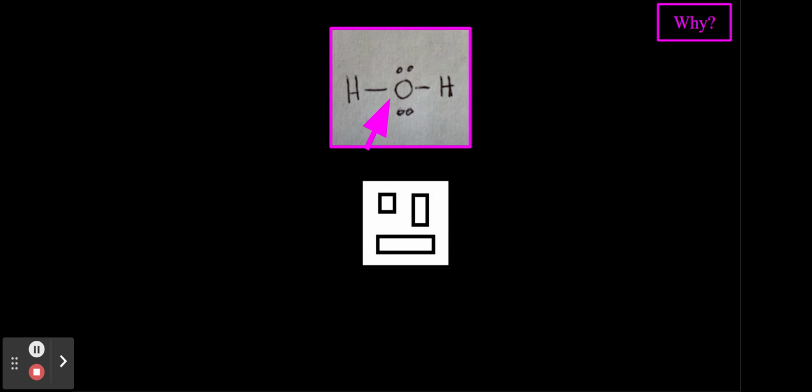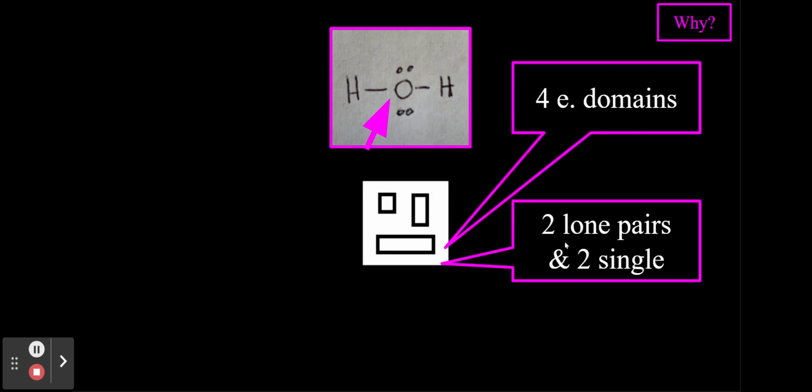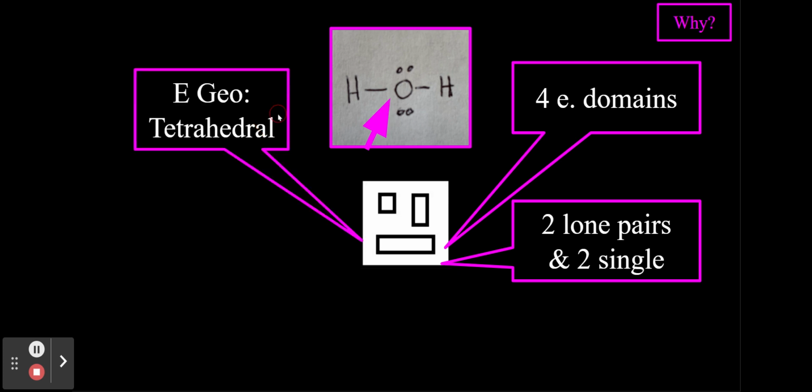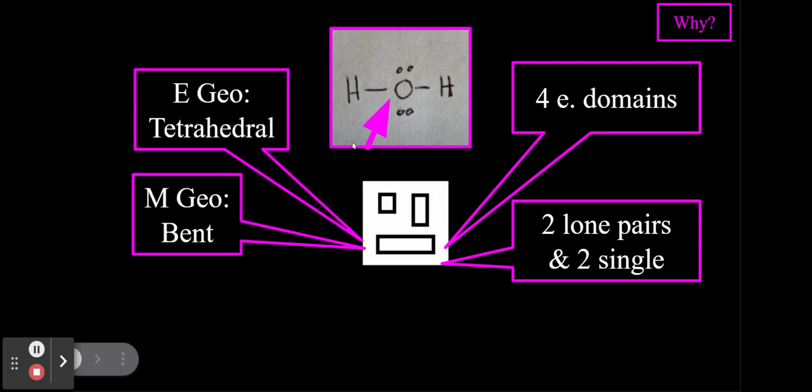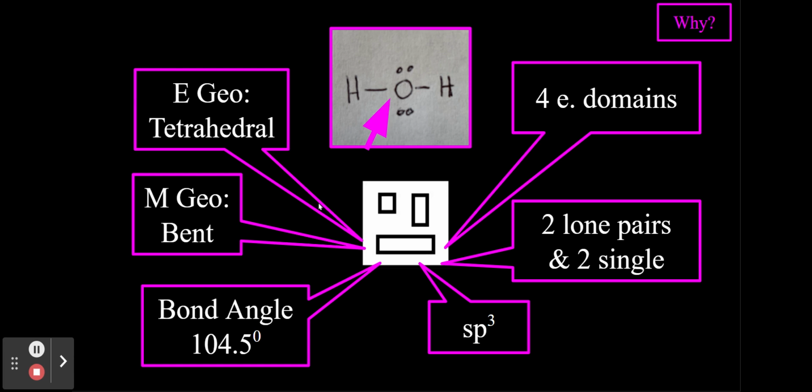Let's look at water. Okay, water, particularly, you're really looking at one atom within the molecule. I shouldn't say look at a molecule, but look at an atom. So it's got 4 domains, right? Now, there are 2 lone pairs and 2 single bonds. That means the electron geometry is tetrahedral, and then I know something about the molecular geometry. It's going to be bent. It's going to have this bond angle, and this is the hybridization, sp3.